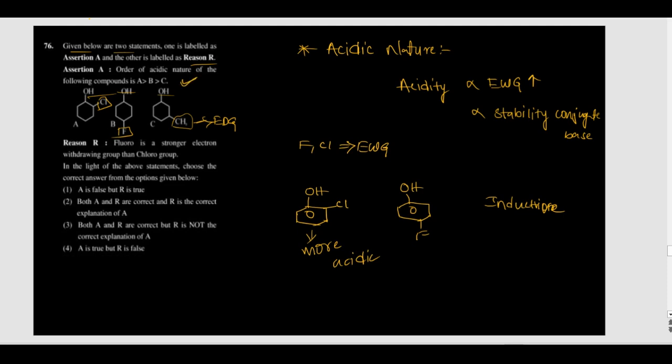Let's see the reason they have given: fluoro is a stronger electron withdrawing group than chloro. Yes, fluorine is a stronger electron withdrawing group than chlorine, but the thing is that the inductive effect depends on the distance. That is the reason why this is more acidic, but they didn't mention it here, right? So the reason is also correct, but it is not the correct reason for this particular assertion. Both A and R are correct, but R is not the correct explanation of A. So option 3 is the correct option, right?